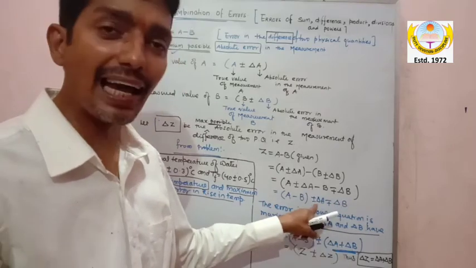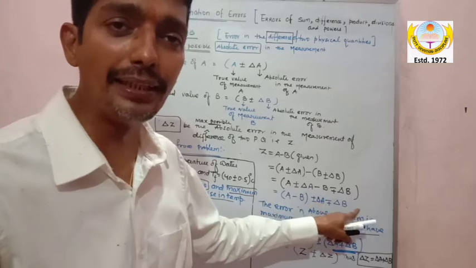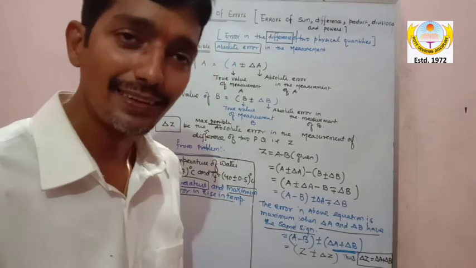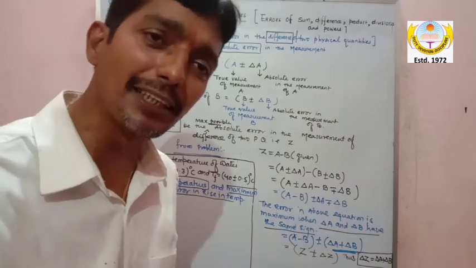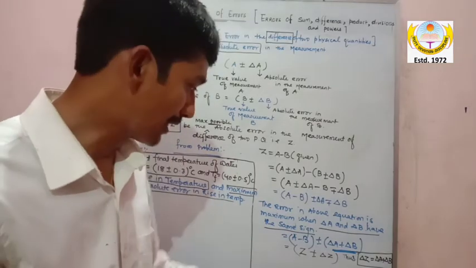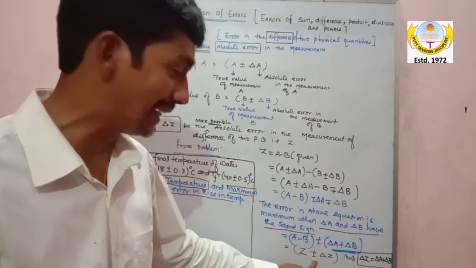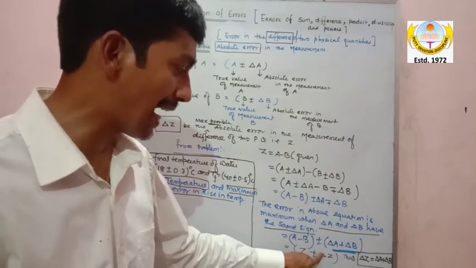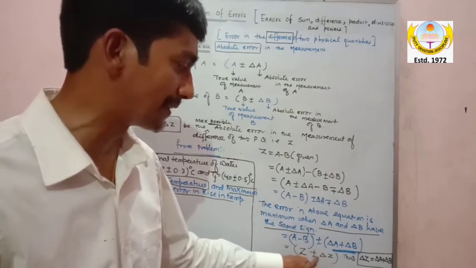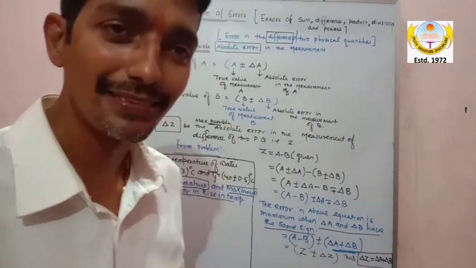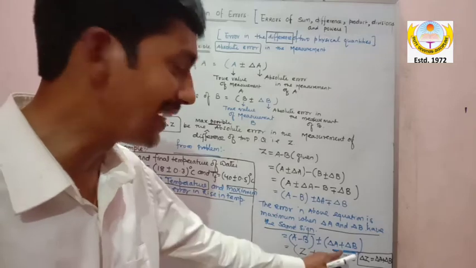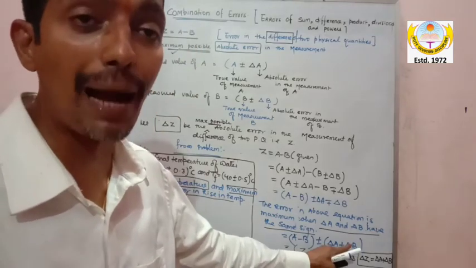If delta A is in minus, delta B is also in minus. So what will happen? Minus 5 delta A, minus 3 delta B, answer is minus 8. So this minus sign will come, minus 8. If plus 5 plus 3, it will be plus 8. So ultimately the error gets added up. Why do I add the error? Sir, you want a maximum error.